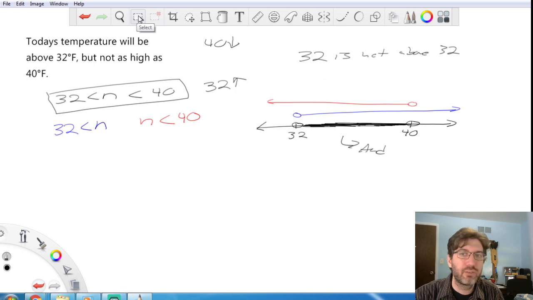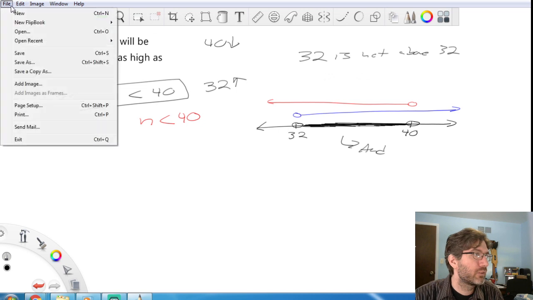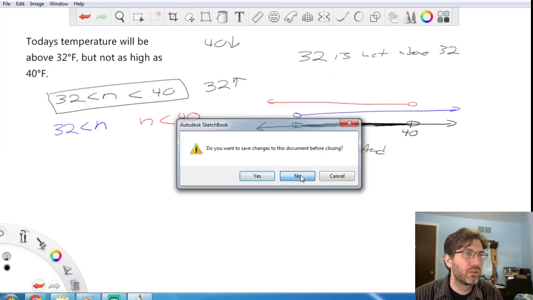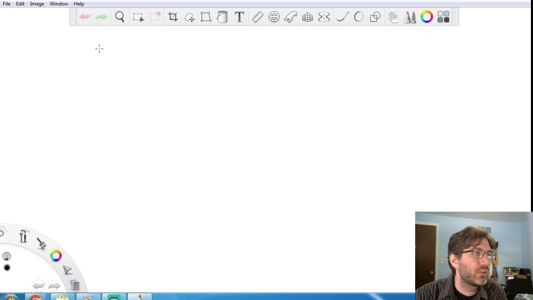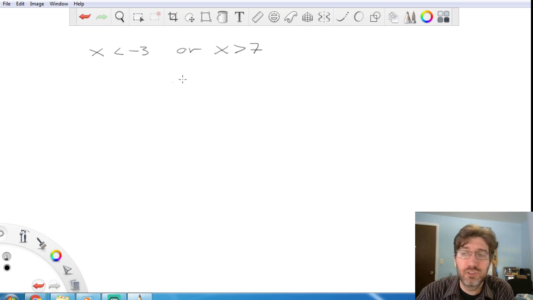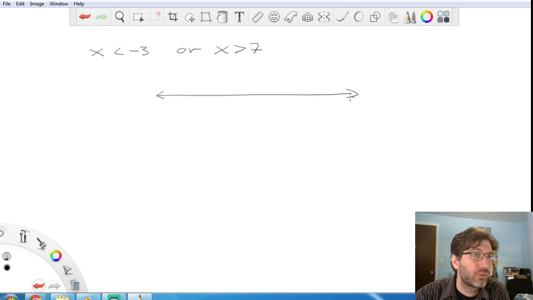Let's look at one that's an OR case. And I don't have a question for this one. I just have the inequality. So here we have an OR case, which is x is less than -3 or x is greater than 7. So we have two conditions here that will meet for our solution. In this case, you're just going to graph both of these things on the same number line, and it tends to spread in opposite directions, and you'll see that.